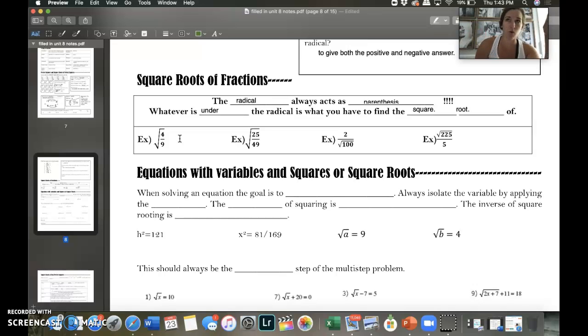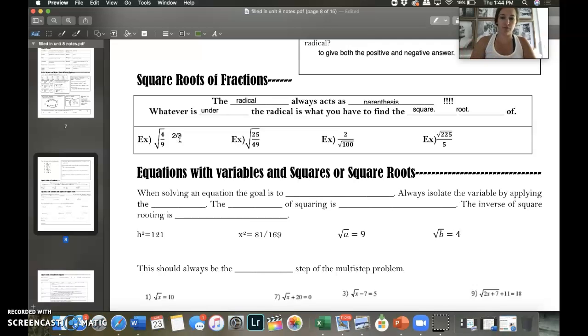All right, so for example, 4/9, well, the entire fraction's under the radical, so that means we have to find the square root of 4 and of 9. So the square root of 4 is 2. And the square root of 9 is 3. So it's going to be 2/3. What's the square root of 25/49? It's all under the radical, so it's going to be 5/7, 5/7.